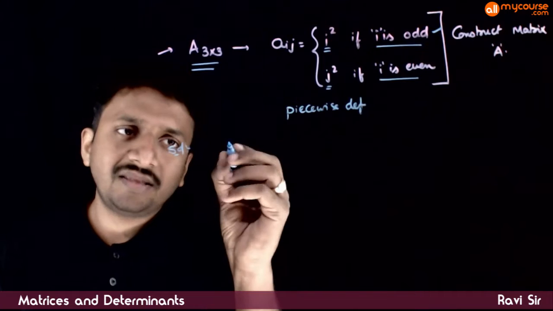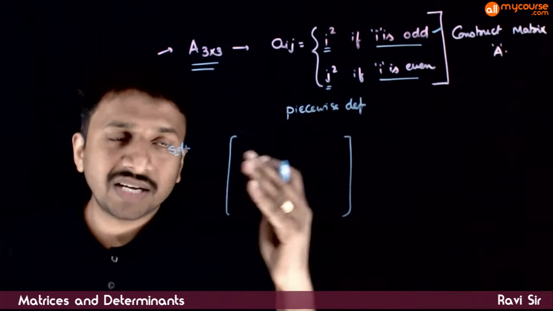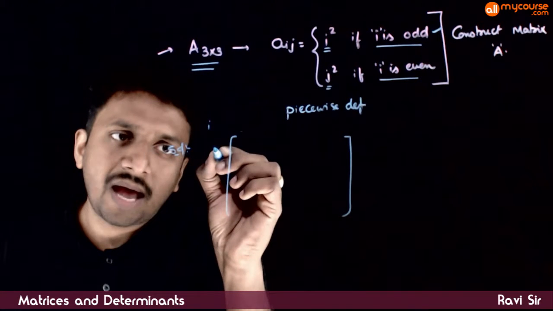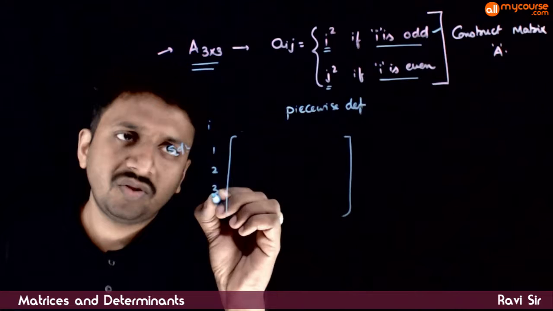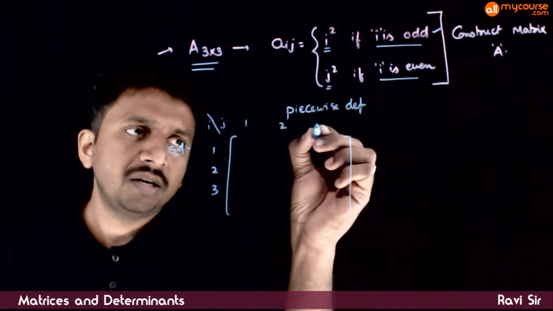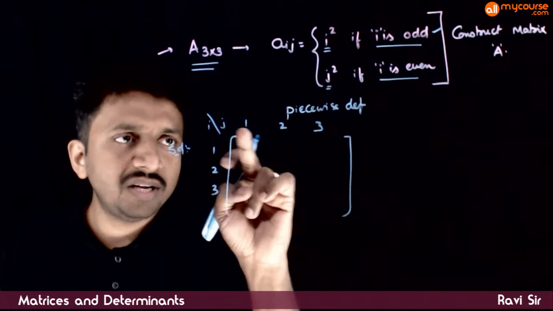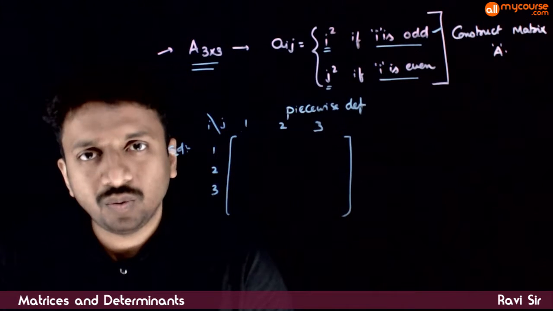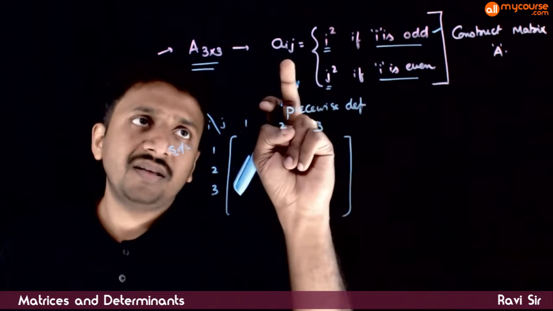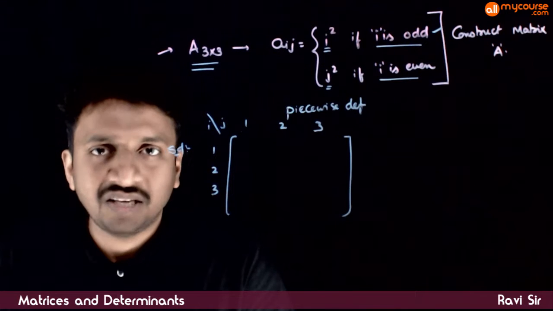So A is a 3 by 3 matrix. So it has 3 rows and 3 columns. Corresponding to i, you have 1, 2, 3, and corresponding to j, you have 1, 2, and 3. So i is 1, 2, 3, j is 1, 2, 3. Now, if i is odd, the definition is i square, uniformly, whatever j is.